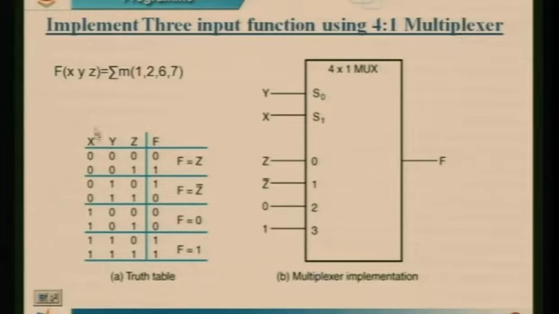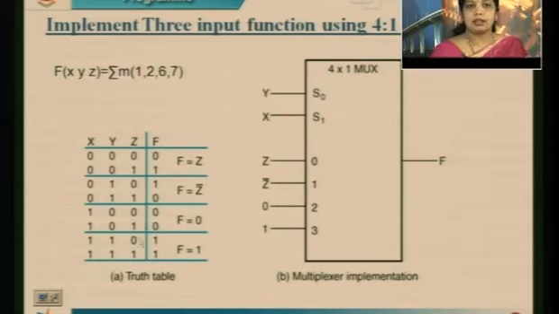So 3 variables x, y, z. I have taken all the combinations. So 8 combinations: we have 0, 1, 2, 3, 4, 5, 6 and 7. So 0 to 7, it is 8 combinations. 2 power 3, you will have 8 combinations. And I have written the function, that is the output over here, based on these min terms.